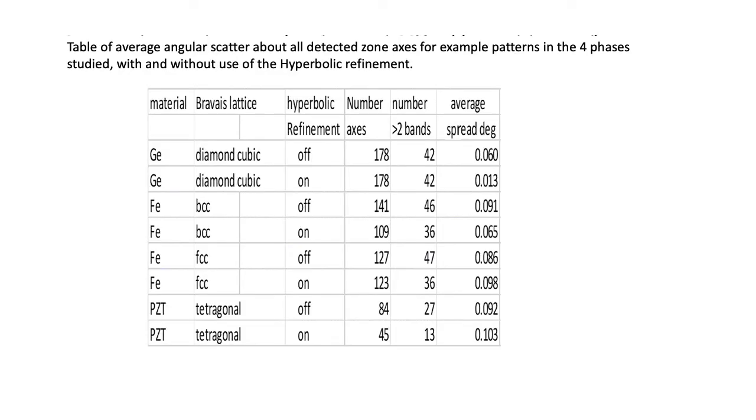The scatter can be quantified, and the table shows the results that we've obtained for the 4 materials, both when we use the hyperbolic refinement and when we switch it off. We can see, using the best case, the germanium with the hyperbolic refinement on, that the average scatter for 42 zone axes was just over 1/100 of a degree. If we proceed to the PZT, our worst case, but also with the hyperbolic refinement on, it's 1/10 of a degree.